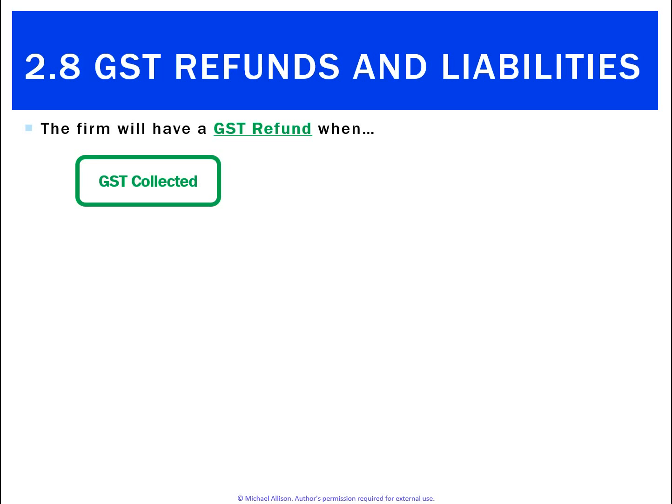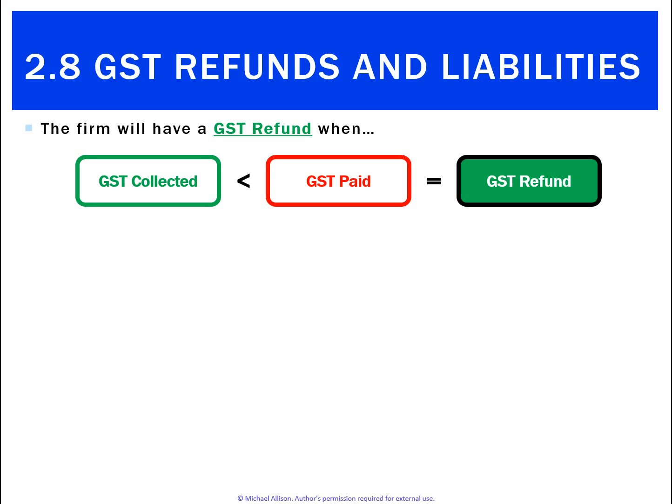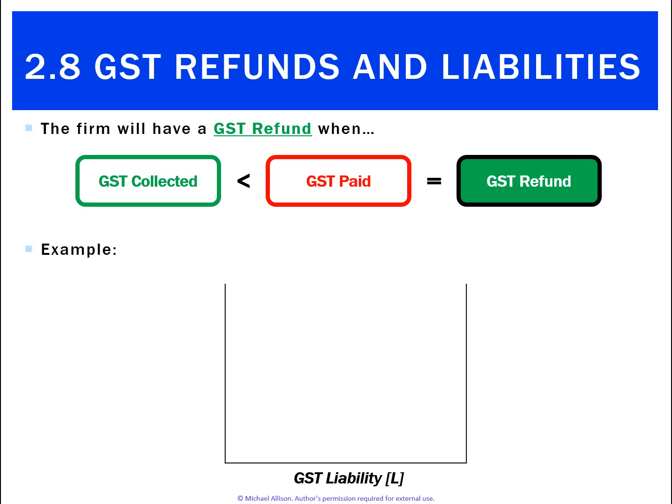Let's look at the opposite situation. You can end up with a GST refund or asset. So in this case, when the GST collected is less than the GST paid, you're going to end up with a GST refund. So using an example, here's our GST pot again. Here's all the GST we collected during the month. We collected 100 and 200, so we owe the government $300.